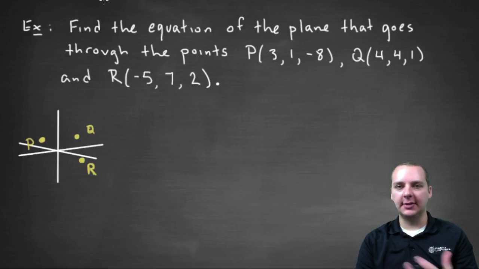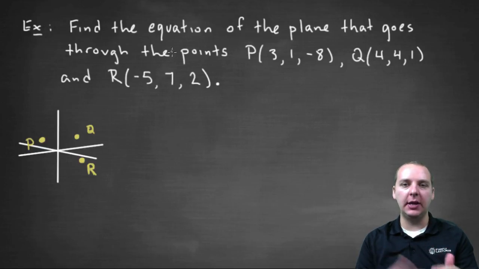Here's a popular exercise that sometimes gives students some trouble. What we're being asked to do is find the equation of a plane in space that contains three particular points. So here I've got points P, Q, and R. P is 3, 1, negative 8. Q is the point 4, 4, 1. And R is negative 5, 7, 2.